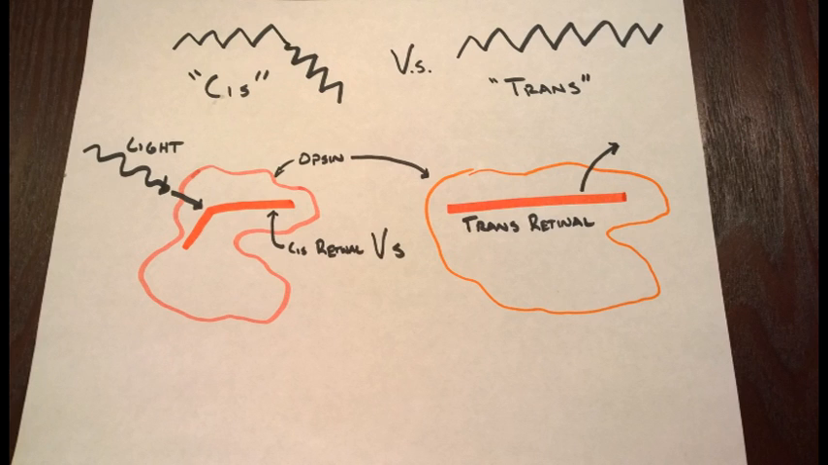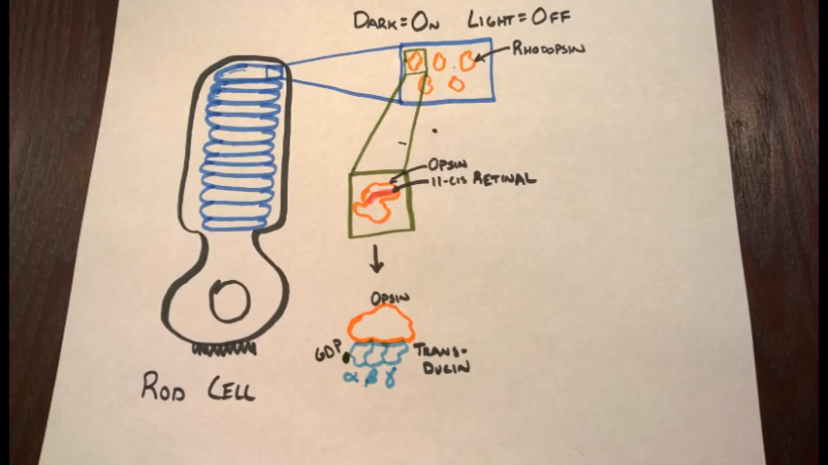When a photon of light strikes 11-cis-retinal, it undergoes an isomeric shift and converts into all-trans-retinal. This change in shape results in all-trans-retinal no longer being able to bind to the opsin complex and ends up decoupling it from the protein.